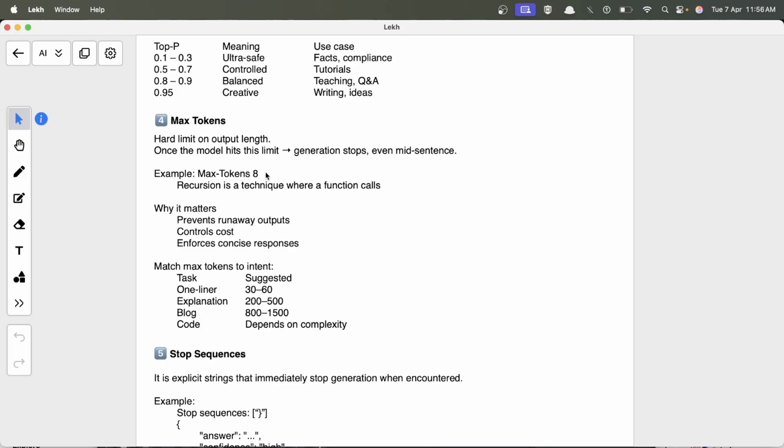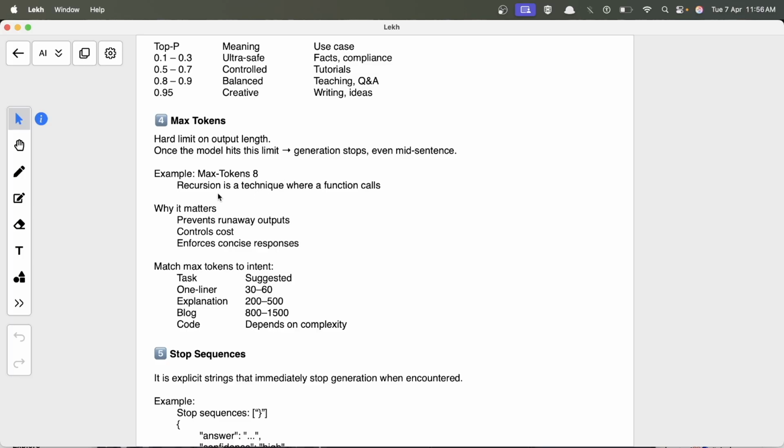Let's say we have a question, we are asking the model about recursion. Then as the max tokens is 8, the answer could be like this: recursion is a technique where a function calls. As you can see, the answer is not complete, right? Because the complete answer requires more tokens than the 8 tokens, right?